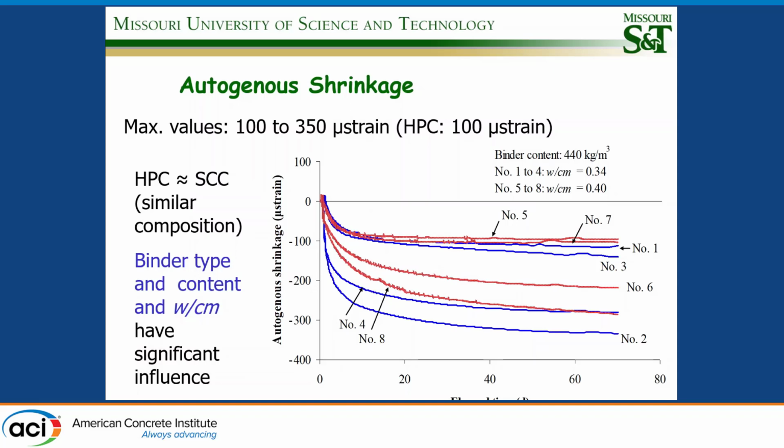it's pretty stable. We measured it up to almost 75 days, but you see that the strain is between 100 and 350. That's not very high. For those of you who are working with UHPC, that can be 800 microstrain, same as a shrinkage of regular concrete. But high performance concrete has 100 microstrain. So again, the binder type affects very much autogenous shrinkage, water binder ratio, all the fines.